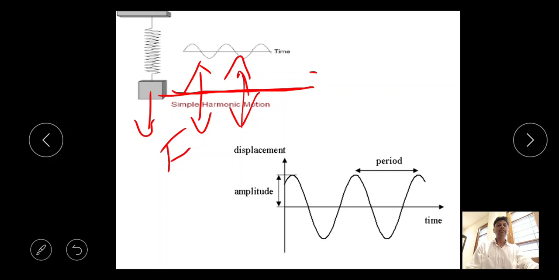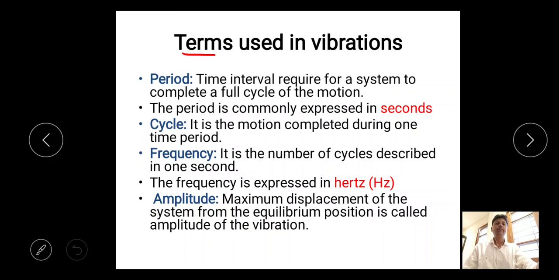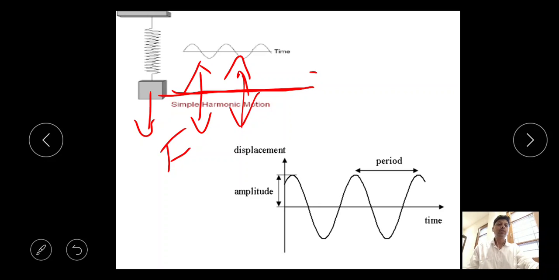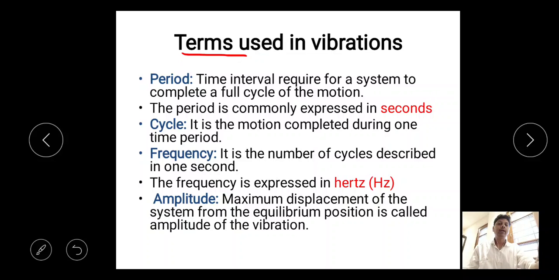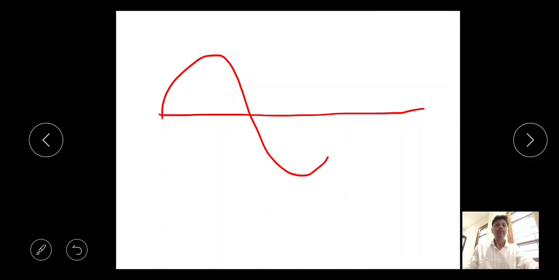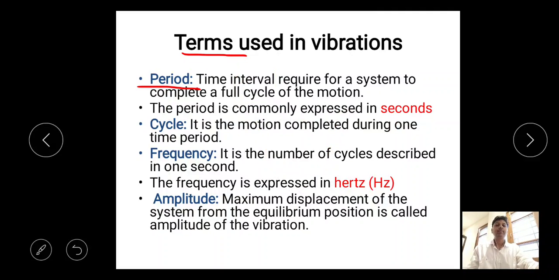Next we'll discuss the different terms used in vibration. Whenever this vibration is there, you'll be getting this graph. What all the terms are there on this graph, we'll study that. We'll discuss first what is period. Suppose you take this as the equilibrium position. From here what is happening? To and fro motion.